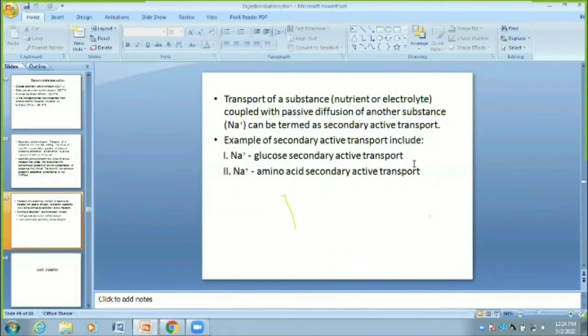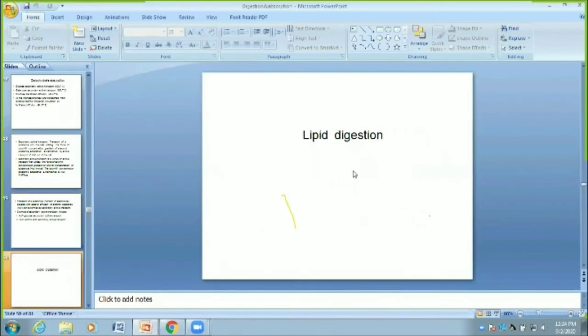Secondary active transport has several types: sodium glucose secondary active transport, sodium amino acid secondary active transport. Okay, there are other varieties of secondary active transport. We will not lose time over here.